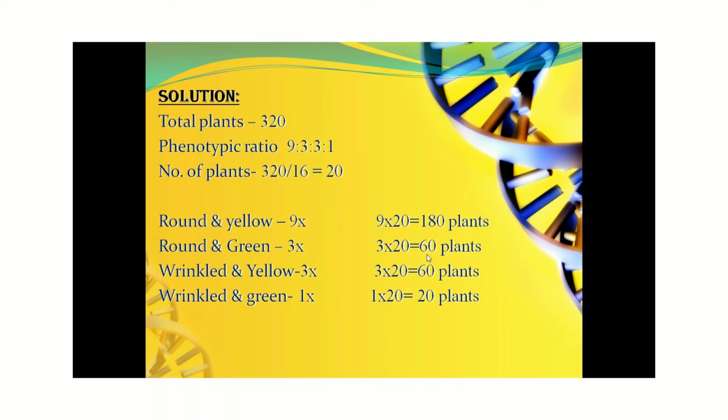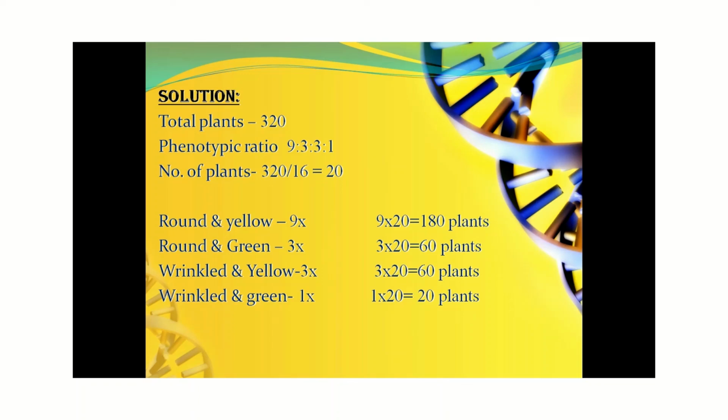Round and green were 60, 3 into 20. Wrinkled and yellow, 3 into 20, 60. Wrinkled and green, 1 into 20, 20. So when you add this up, you can check it. 180 plus 60, 240 plus 60, 300 plus 20, 320. So this 320 is coming up there. So that is how you can check whether the problem that you have done is correct or wrong.